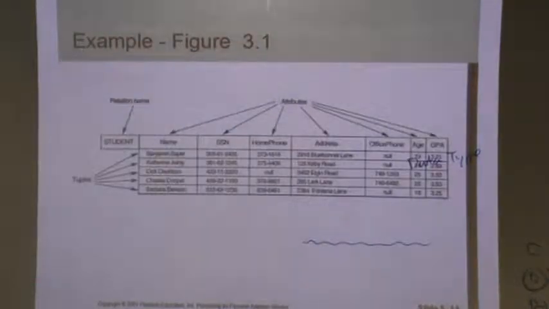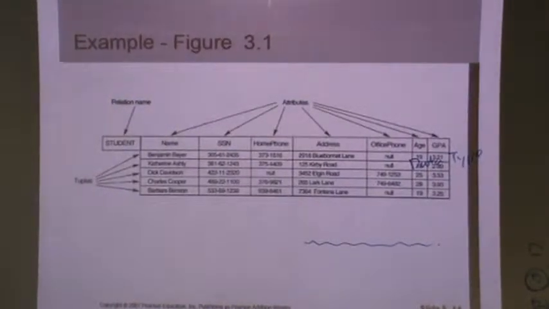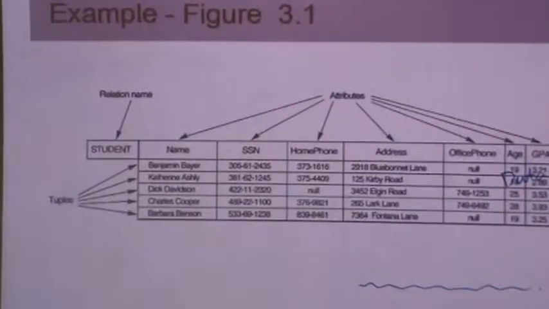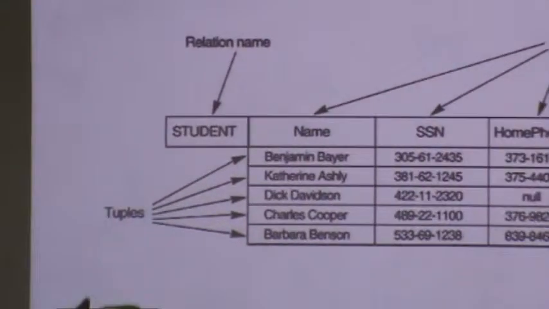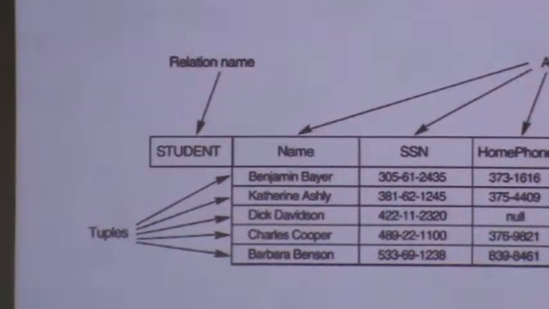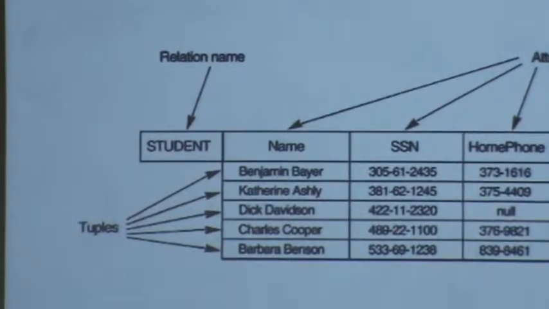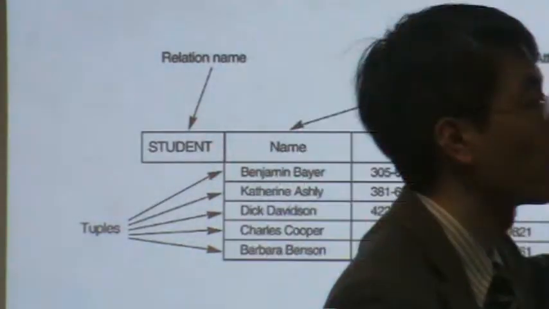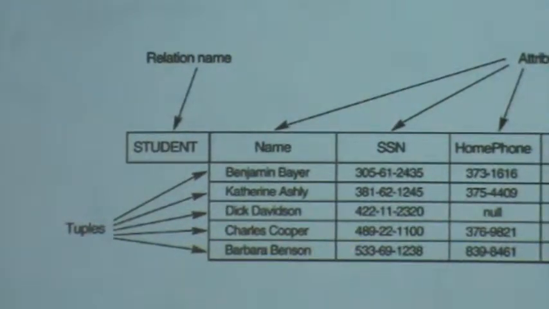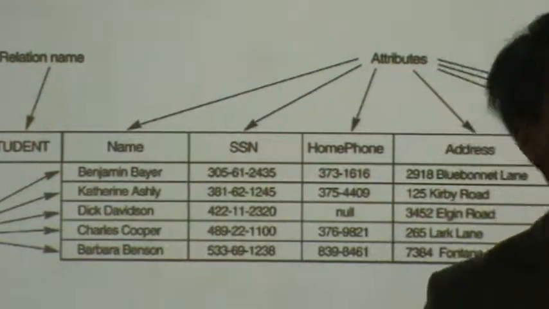This one shows an example of the student relation, the student table. It doesn't matter, interchangeably I'm going to use student table or student relation throughout the semester. It is a group of tuples, and it has a total of 5 tuples. Also, it can be viewed as a number of columns, a number of attributes. It has 1, 2, 3, 4, 5, 6, 7 attributes.